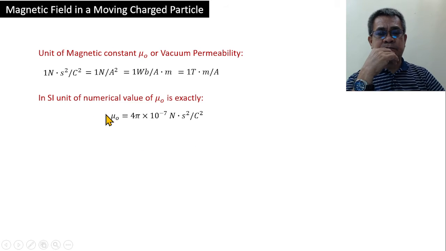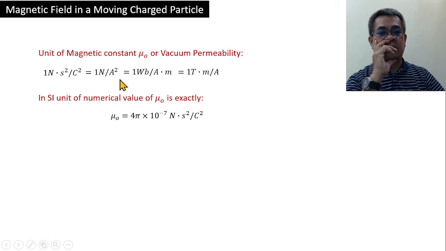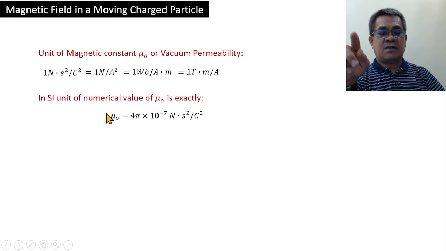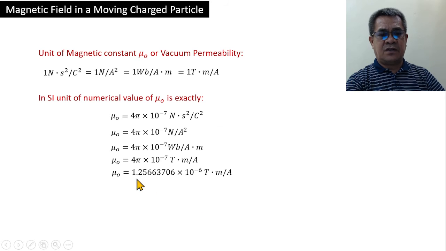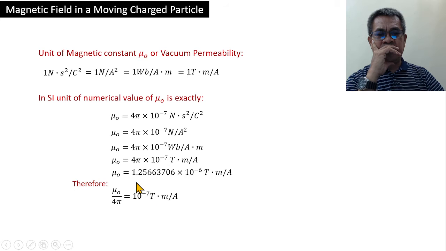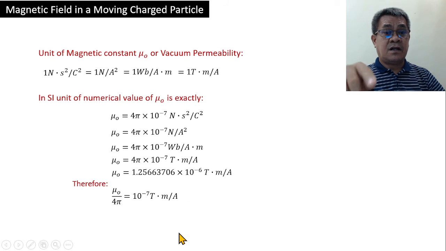Now, to be exact, for the numerical values, mu naught is 4 pi times 10 raised to negative 7, and any of these units will do. So mu naught is 4 pi times 10 to the negative 7. That's why if you divide both sides by 4 pi, mu naught over 4 pi is just equal to 10 raised to negative 7. And with the other units, they are the same. You can use any, but to be exact, use 4 pi. Then therefore, again, if you divide this by 4 pi, we have mu naught over 4 pi is 10 raised to negative 7 Tesla meter per amp.